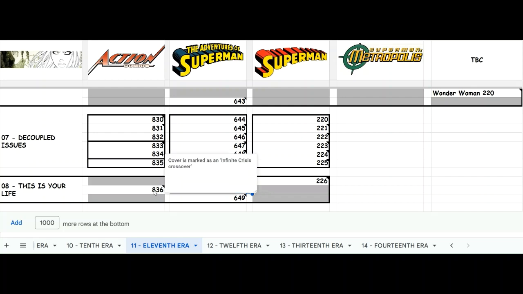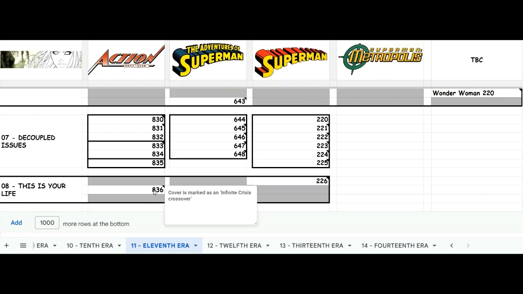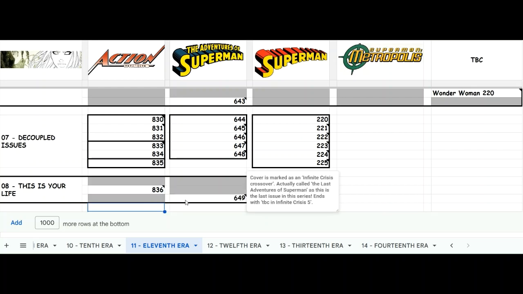Action Comics 836 is marked saying it's an Infinite Crisis crossover, and Adventures of Superman 649 is also marked saying it's an Infinite Crisis crossover. Please note it actually says on this one, The Last Adventures of Superman, because it's the last issue for the Adventures of Superman series. And when we come back to this Google sheet, we're only going to have 2 rows, Action Comics and Superman, because Adventures of Superman will have ended. This issue ends also saying to be continued in Infinite Crisis #5, and we're going to talk about that next time.